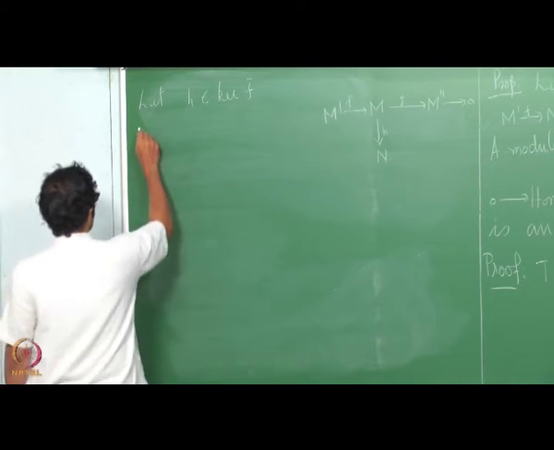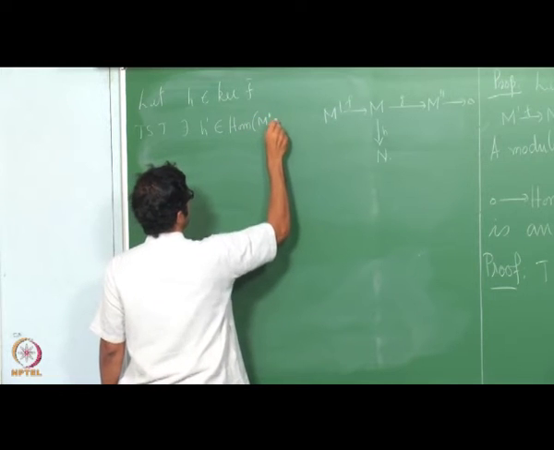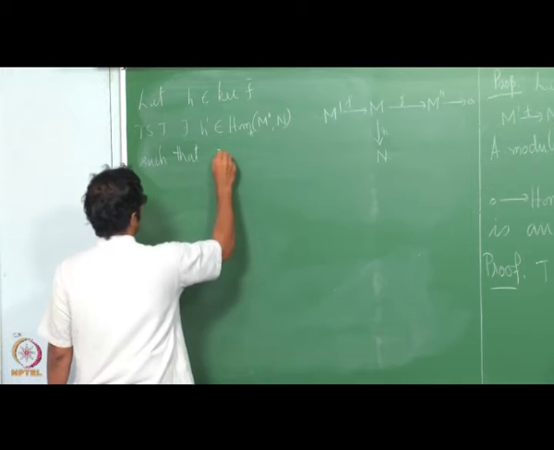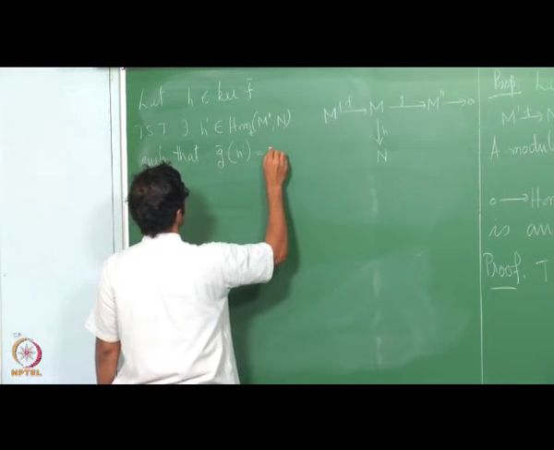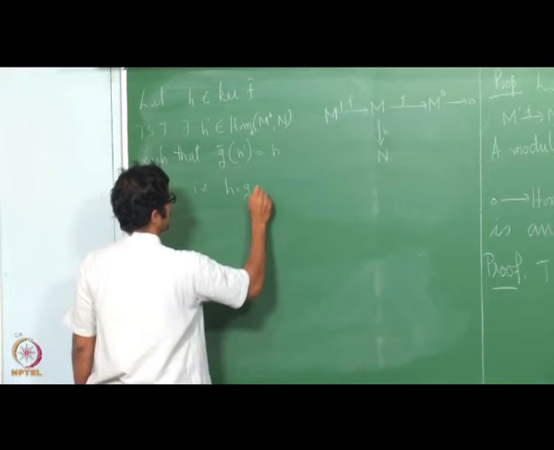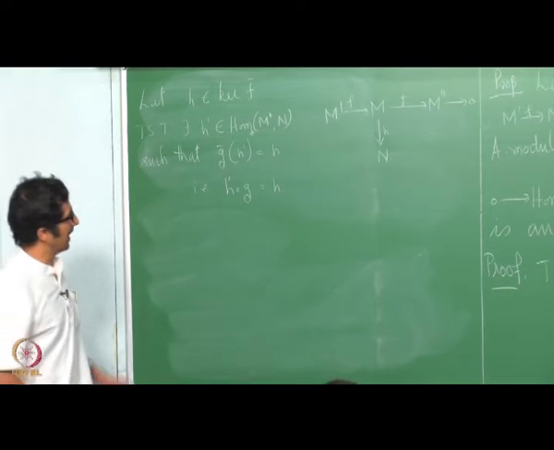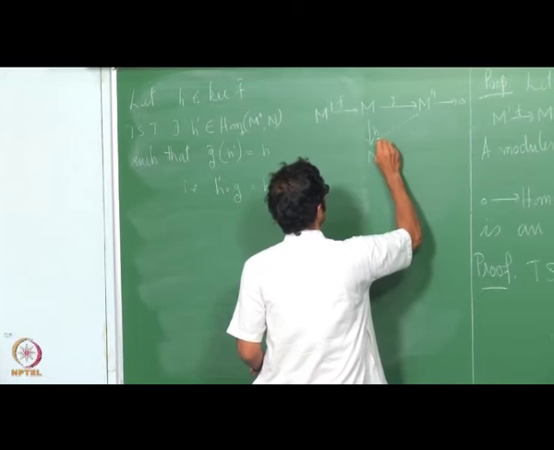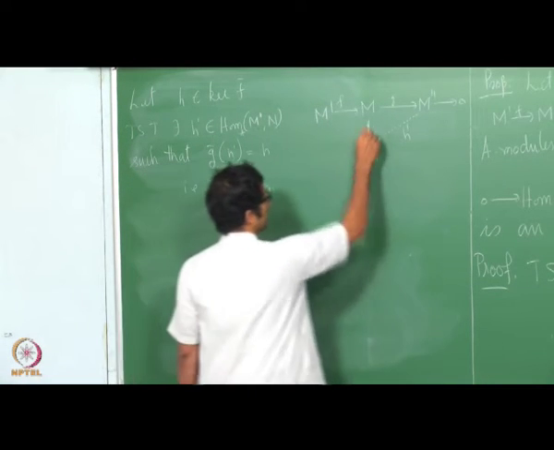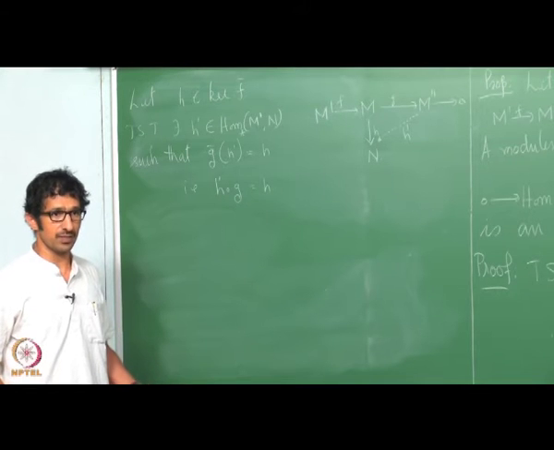What is that I want to prove? I want to show that there exists some H prime in hom M double prime N such that G bar of H prime is H. But what is G bar of H prime? This is H prime composite G is equal to H. So, I am looking for a map from here to here such that this diagram commutes, or in other words H is precisely this, right. This is what we are trying to prove.